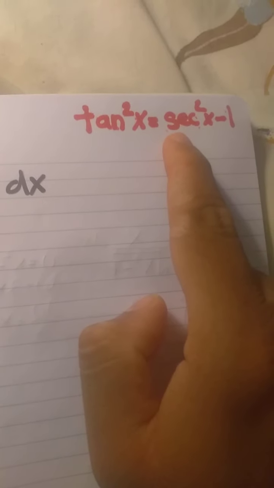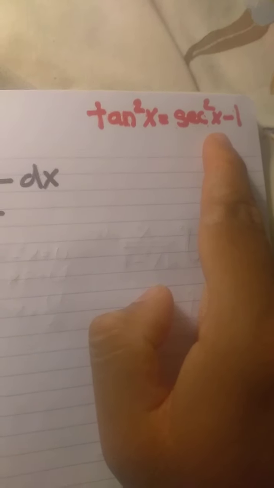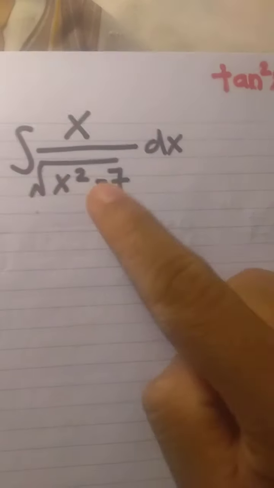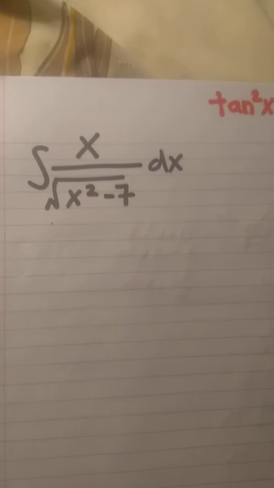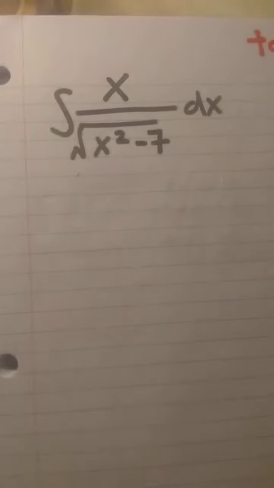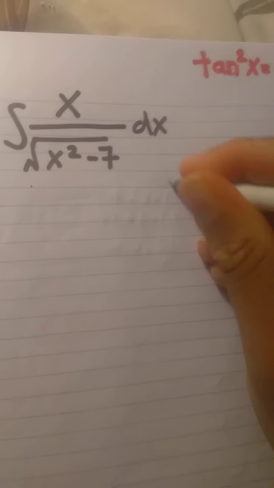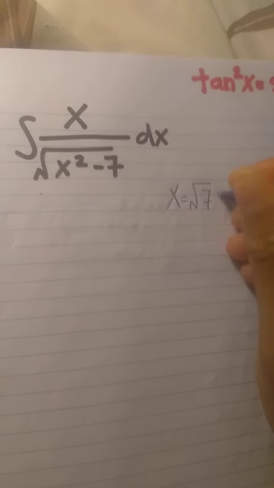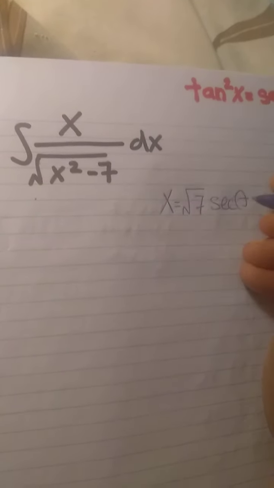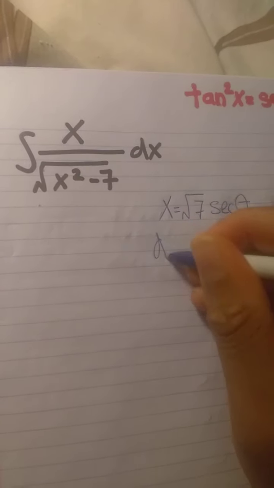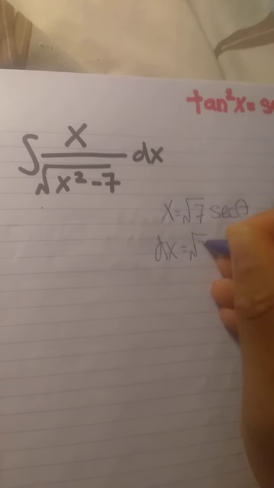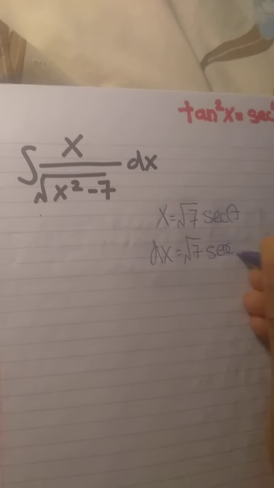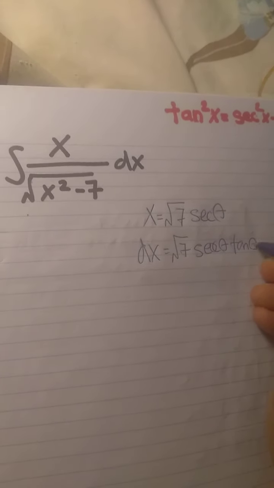So we want x to equal secant something, because then it'll become secant squared, and then with the square root of 7 squared, it'll become 7 and we can factor it out. You'll see this more intuitively as we go along. So x equals the square root of 7 secant theta. So now dx, well, we'll keep the square root of 7 as a constant, and then the derivative of this is secant theta tan theta.